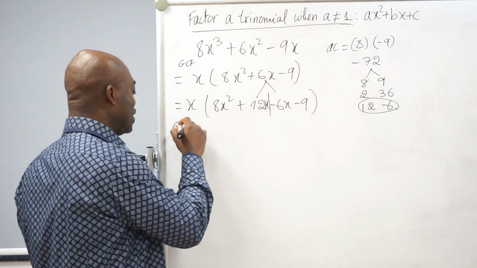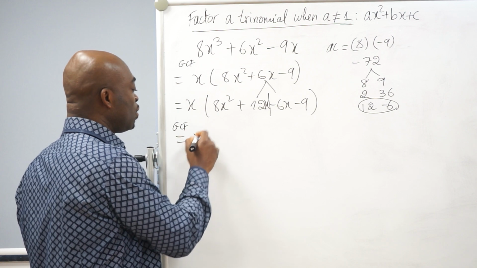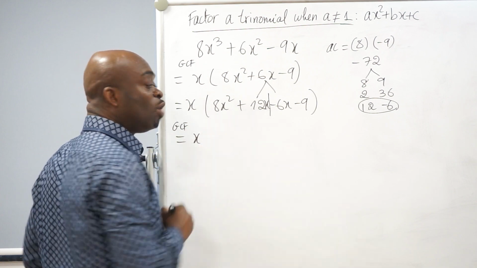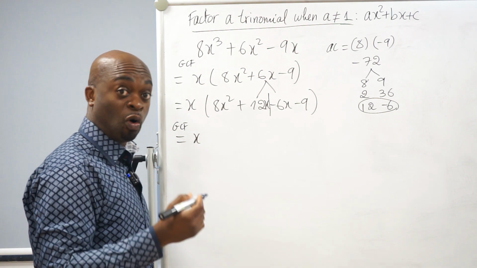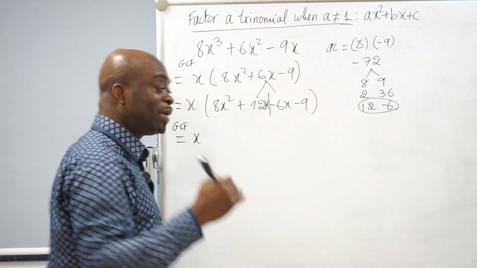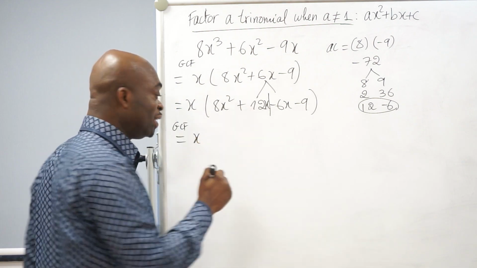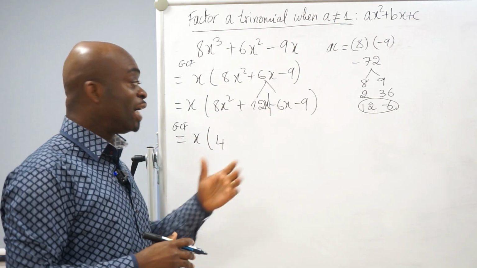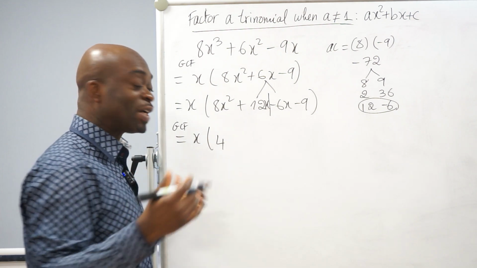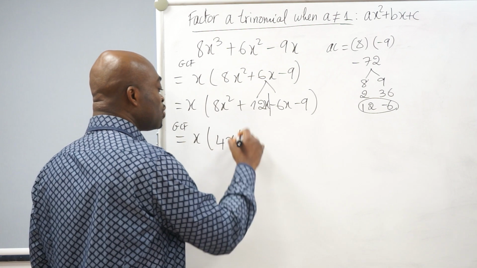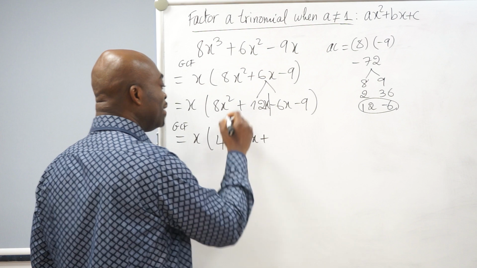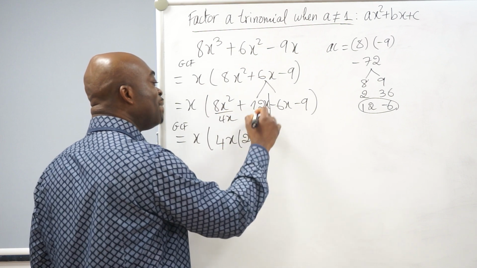The x is still there. Now what will be the greatest common factor for 8 and 12? That will give us 4, because 4 is the highest number that can go into 8 and 12 evenly. So that will give us 4 for the numbers. And then what about the variables? For x squared and x, what will be the greatest common factor? It's going to be x. So 4x out. So it's going to give us 2x plus, because we divide by 4x, divide by 4x.